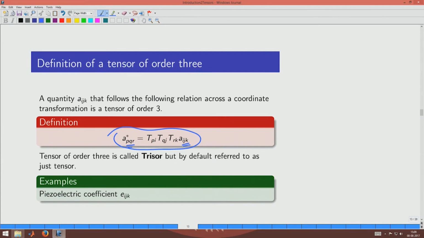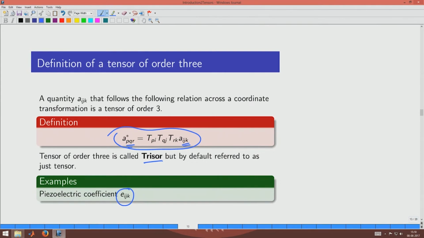Okay. And technically you should call it a trisor, but people do not use it, and very often if you just say tensor, it means tensor of order 2. So, when you are referring to a tensor of order 3, you also mention the order, or you can also call it a tracer. Okay, so, there are some quantities that are known to be tensors of order 3, and the piezoelectric coefficient is one such quantity that we are familiar with. Okay, very often again it might be used as just one number, but that is a separate concept.